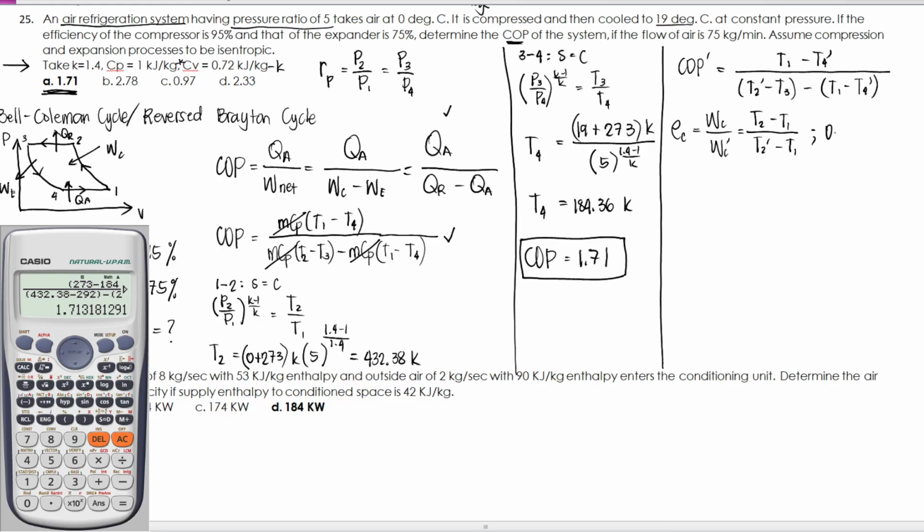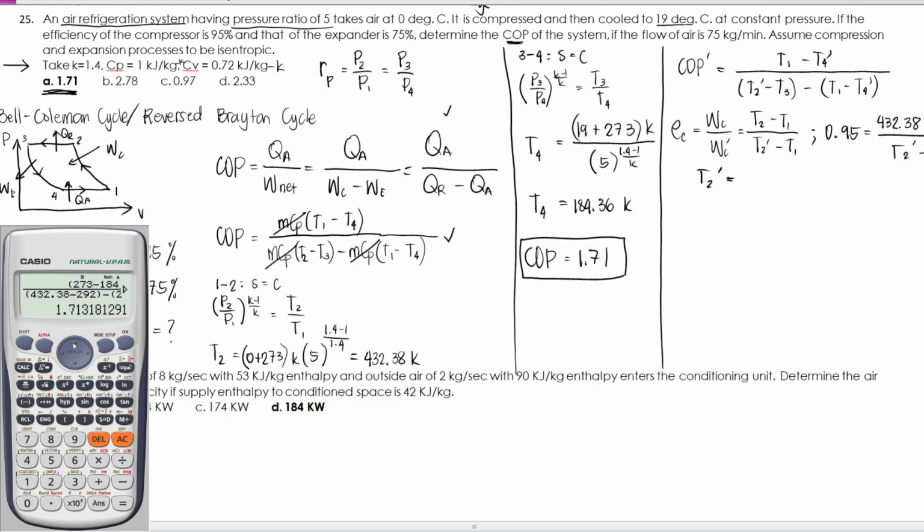Ayun. So, galing dito, kuhanin natin yung actual na T2 prime. Ang compressor's efficiency is 95% or 0.95. Equal sa, ang theoretical na T2 na na-compute natin is 432.38 minus yung T1 na 0 degrees Celsius plus 273 or 273 Kelvin, over T2 prime minus T1. Na ang T1 nga ay 273. Okay, so kuhanin natin T2 prime.